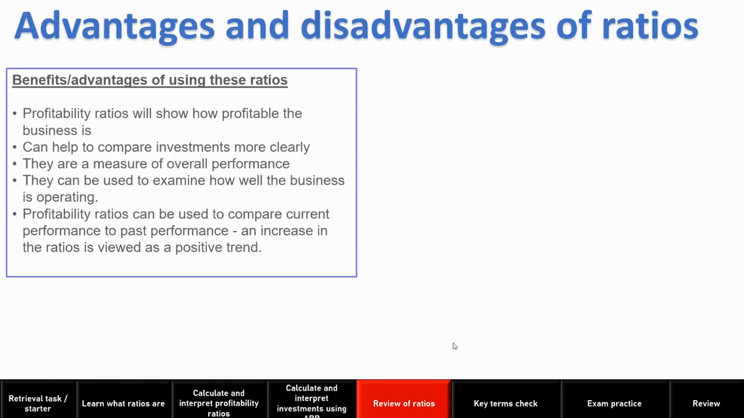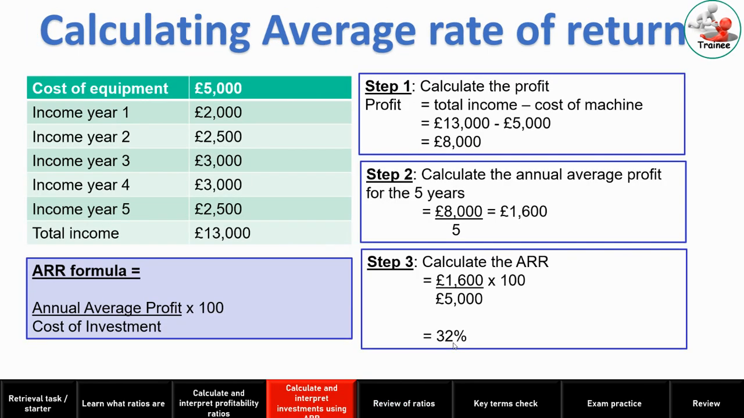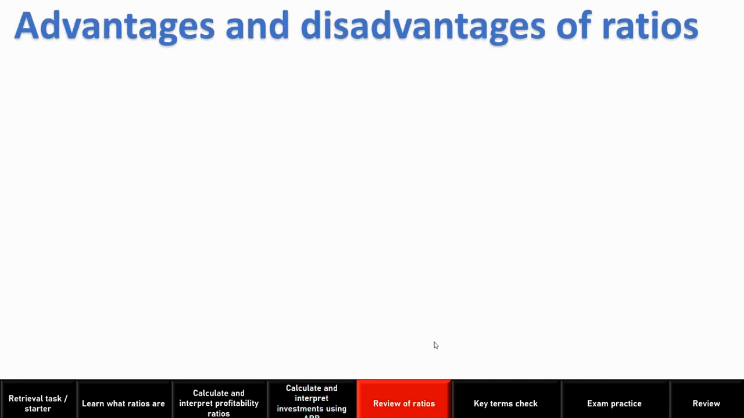Now, what that ultimately allows you to do is make comparisons between different things. I'll just jump back a second. Imagine if I've got a choice. One machine gives me a 32% return, a different machine gives me a 19% return. Well, therefore, I would go with the higher figure, wouldn't I? And it helps me decide between investments. Where is it best for me to put my money?